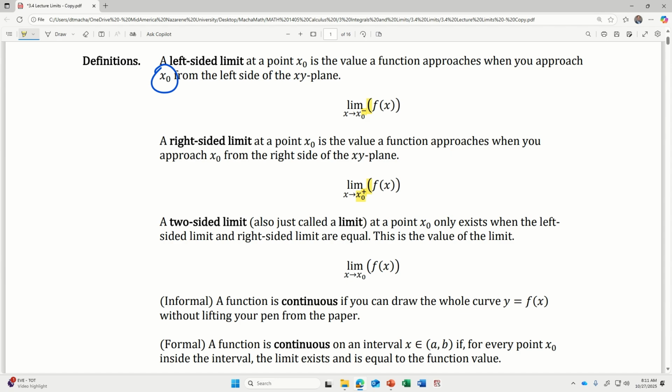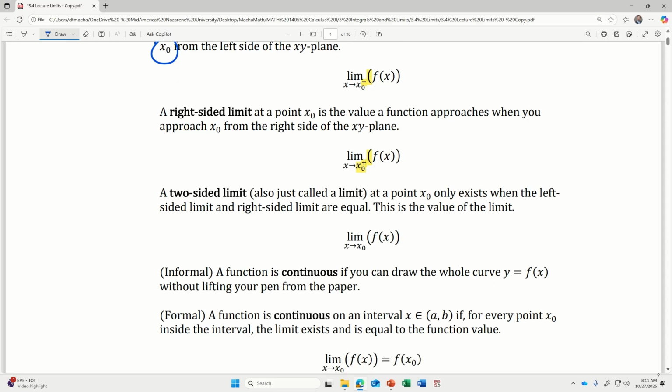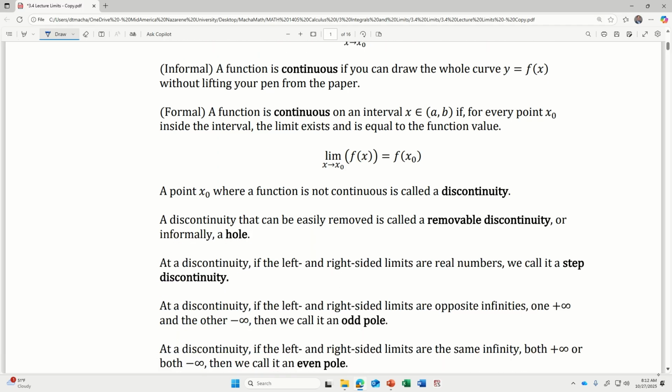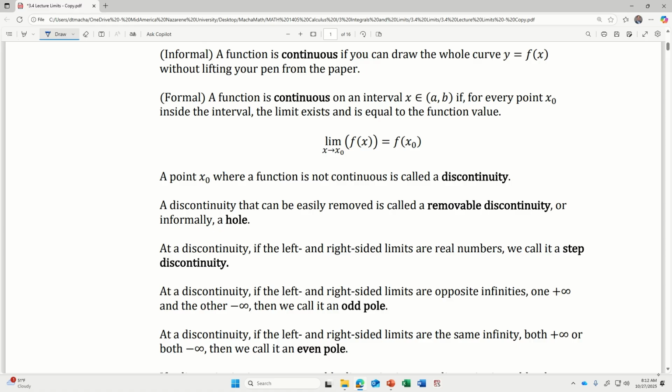A function is continuous if you can draw the whole curve without lifting your pen from the paper. But the formal definition of continuous, like what do mathematicians actually say continuous means, is we say a function is continuous on an interval if for every point in that interval the two-sided limit exists, which means the right side is equal to the left side, and the limit is equal to the value of the function. That's the formal, rigorous definition for the word continuous, as in continuous function.